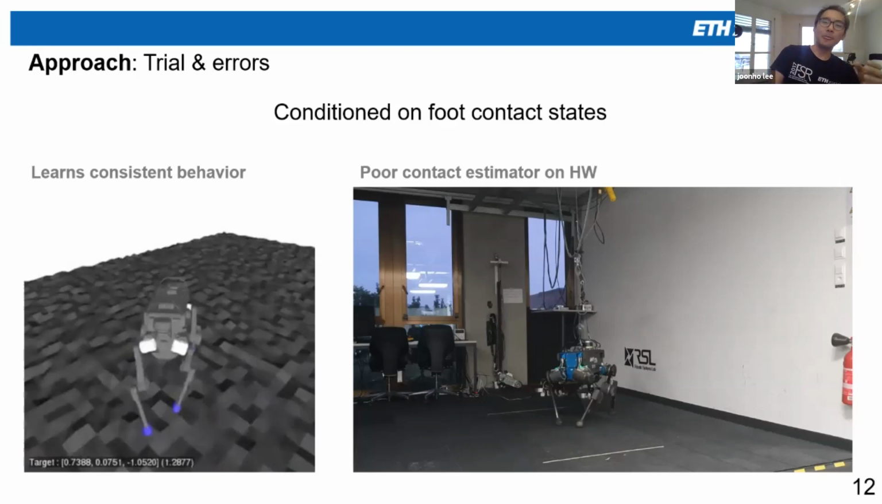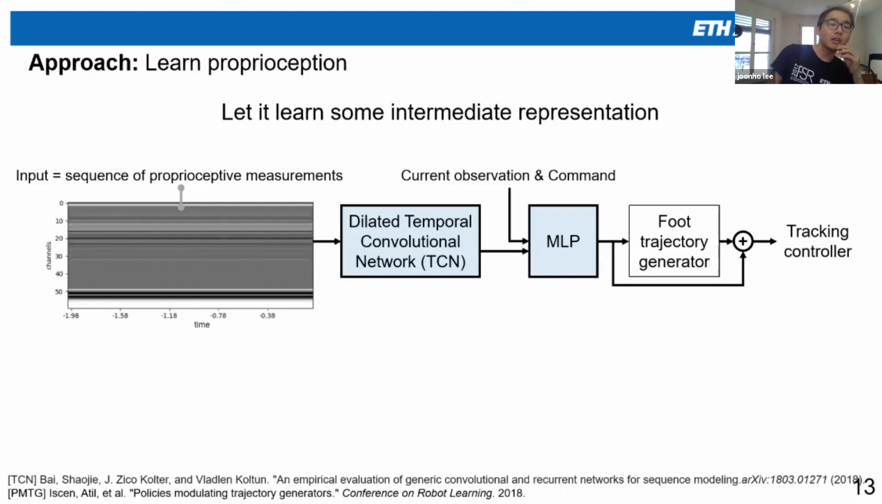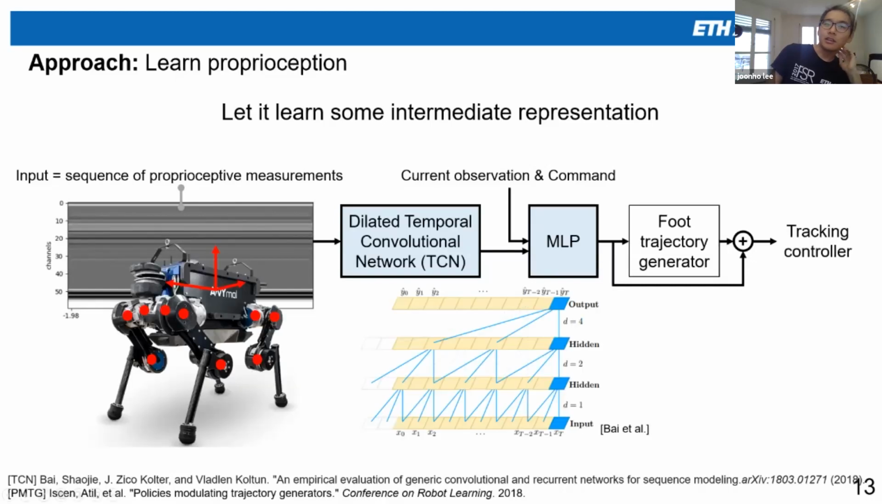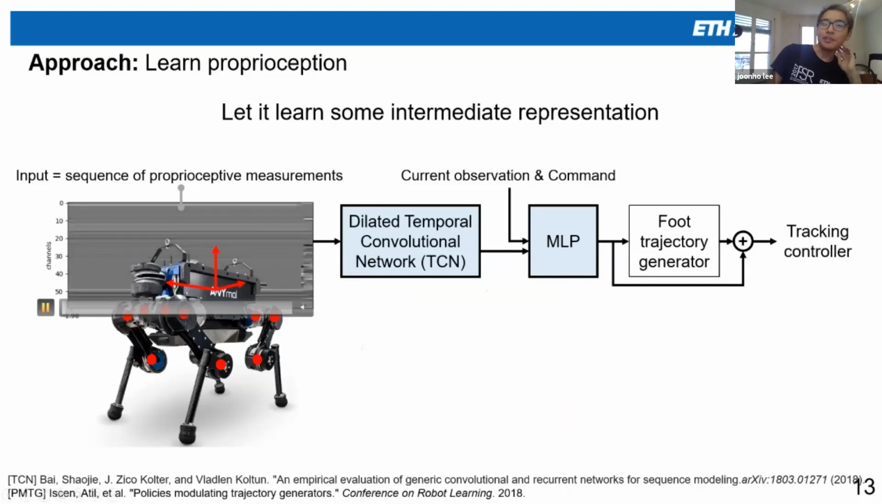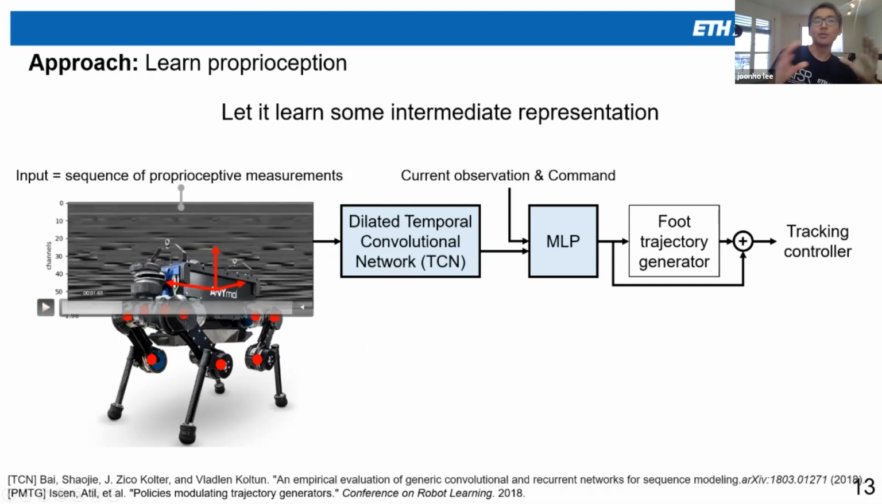That's the bigger problem. So what we tried to do in this paper was stack this time series of proprioceptive measurements. By proprioceptive measurement, I mean the joint states and the ANYmal state. We collect the history of this and give it to a temporal convolutional network, which is basically a 1D convolutional network applied on the time axis.